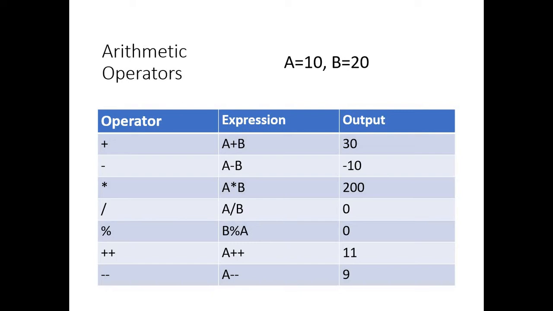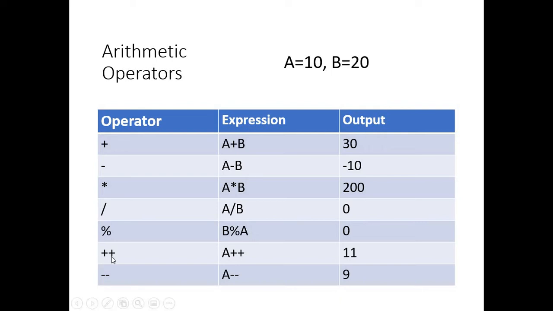If the number is completely divisible by the divisor, the output will be 0. Otherwise, it will generate whatever remainder is left. For example, if B value is 5 and A value is 2, it is going to give the output as 1. That is, 2 twos are 4 and 5 minus 4 is 1.